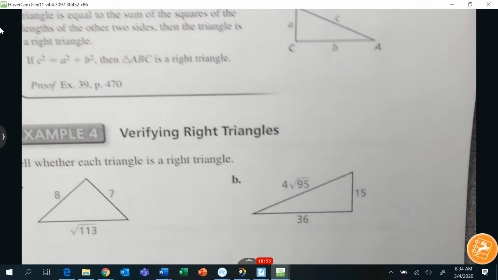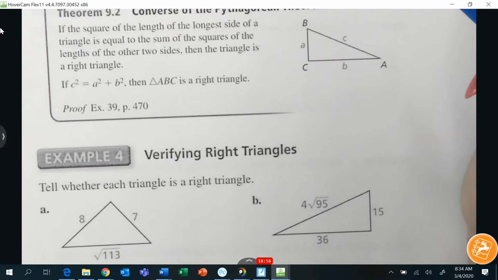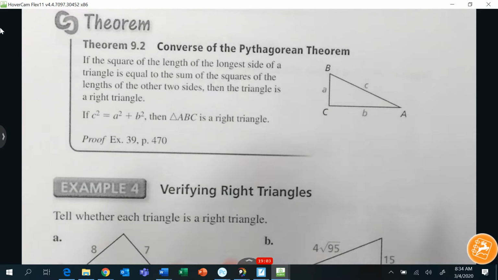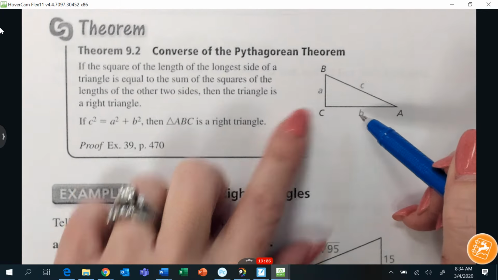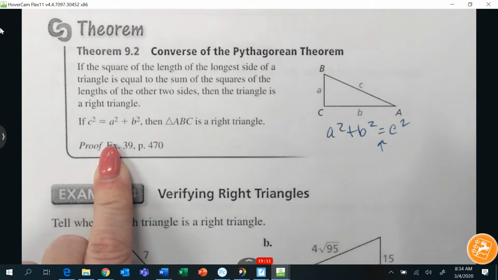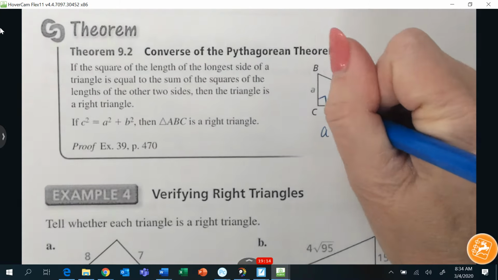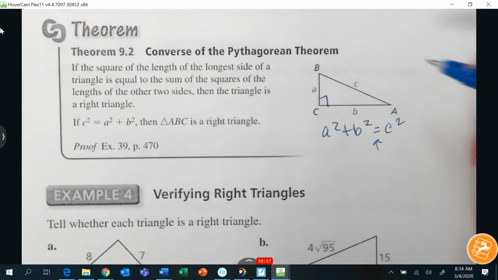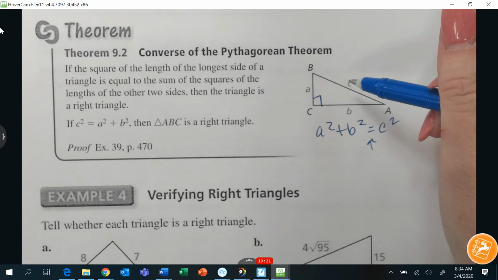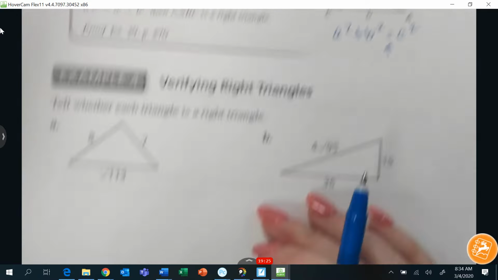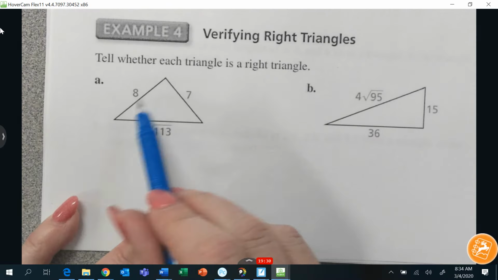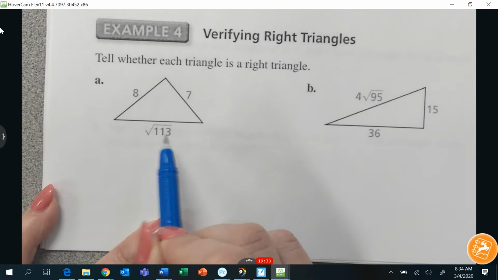All right, I'm going to skip that next problem. We have one more portion of this. It's called the converse, which is if I give you all 3 sides, and if you do a squared plus b squared equals c squared, and it works, that tells you this is a right triangle. So if we do all 3, a squared plus b squared equals c squared, and it works, then you have a right triangle. So in question A, I'll know if it's a right triangle. We're going to see. If this is a right triangle, what would C be?